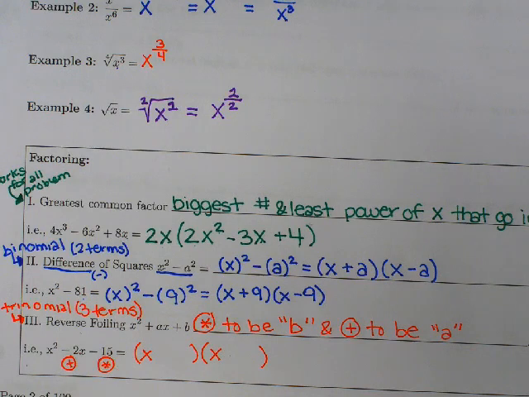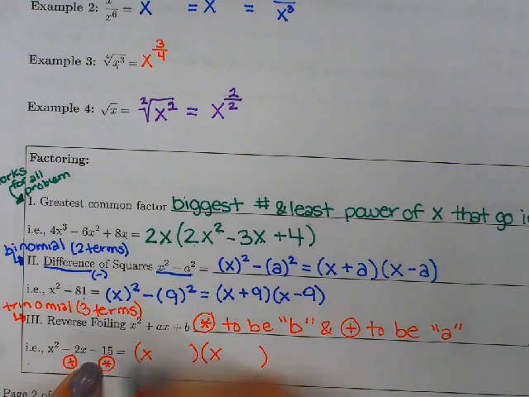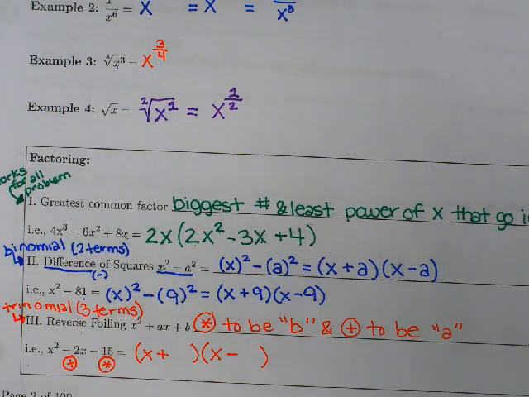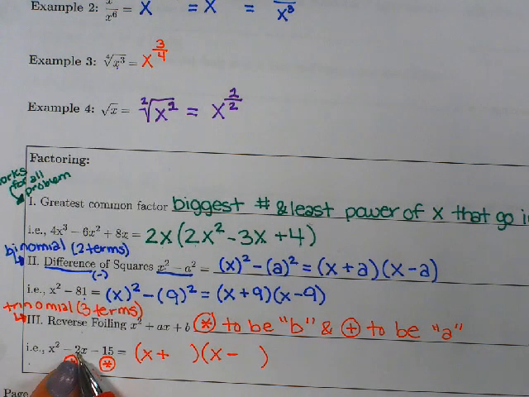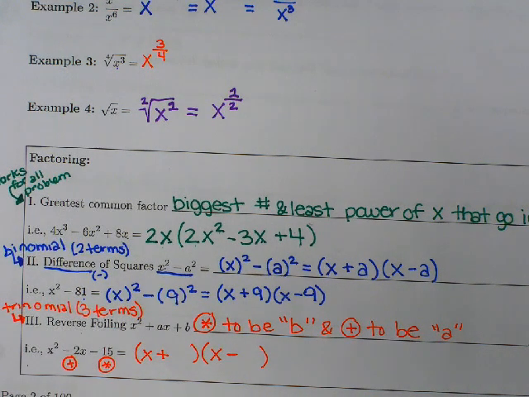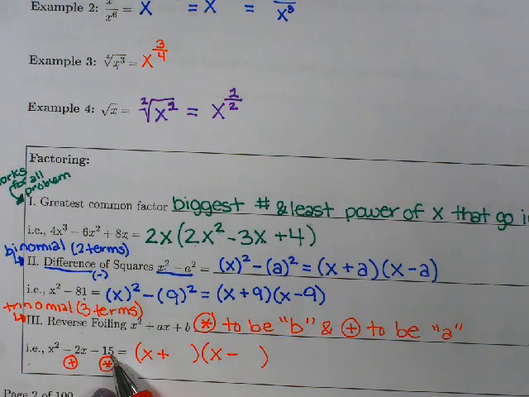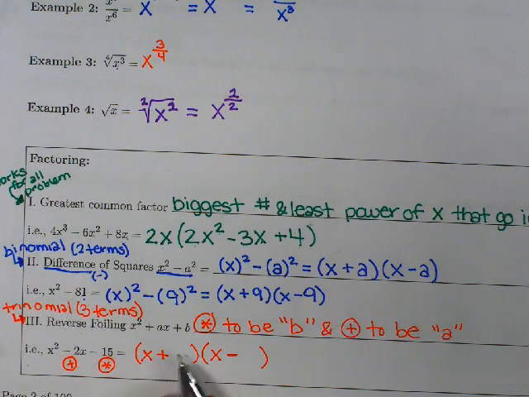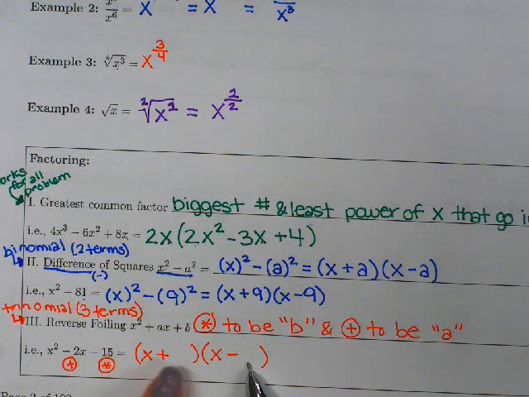Well, in order to multiply to be a negative, what do you need? A positive times a positive, a negative times a negative, or a positive times a negative? To multiply to be a negative, you need a positive times a negative. So I'm going to put those in there. And I want to add up to be a negative 2, which tells me the bigger factor is the negative one, because when they add up, you get a negative number. So some factors of 15 are 15 and 1.